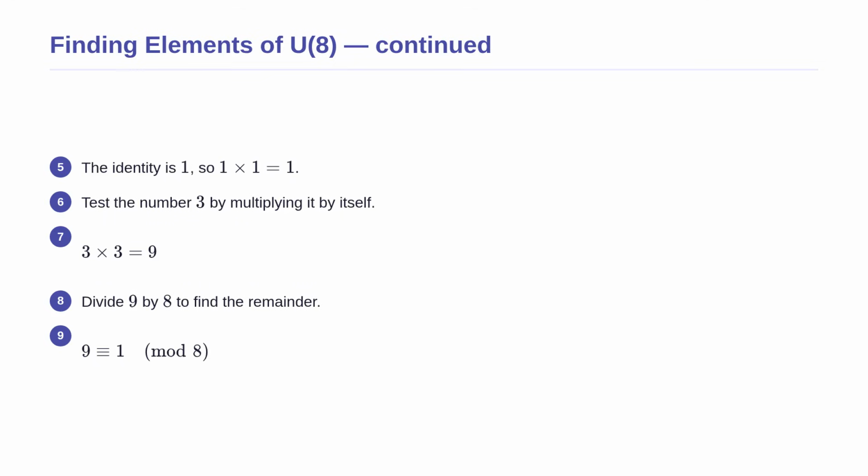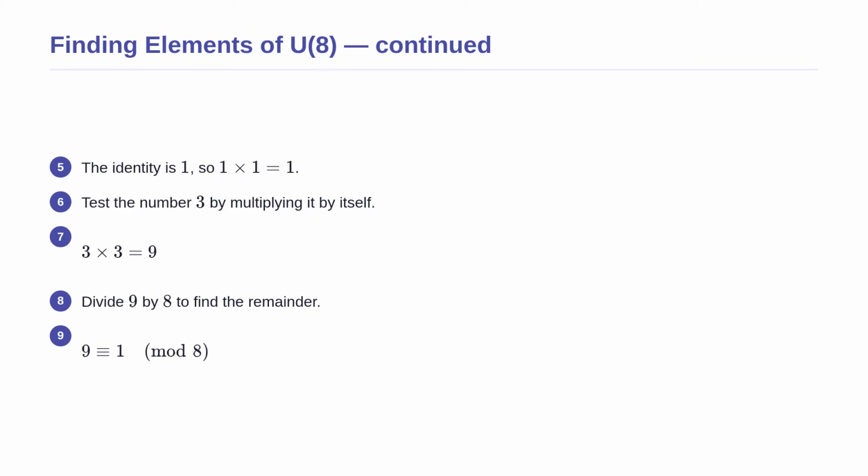This brings us to the next step, finding the inverses. To prove U of 8 is a group, every number must multiply with something to give a remainder of 1. The number 1 is the identity element, so multiplying 1 by 1 always gives 1, making it its own inverse. Next, let us test the number 3 by multiplying it by itself.